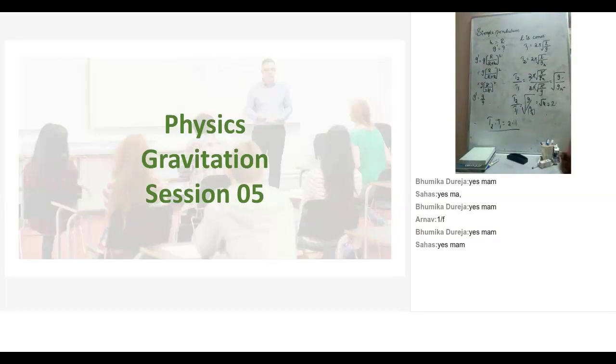Now, we are supposed to calculate acceleration due to gravity at a given height. So we are considering h equals r, because that is what is given in the numerical. The pendulum is taken to a height equal to the radius of the earth. Now, what is the new value of g there?